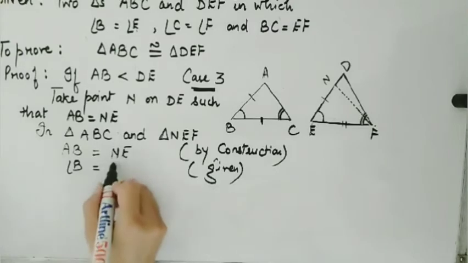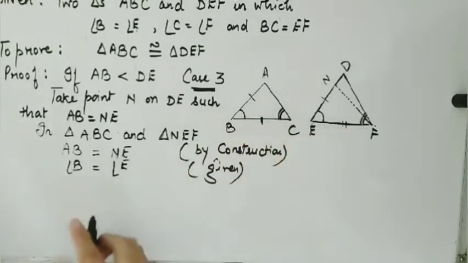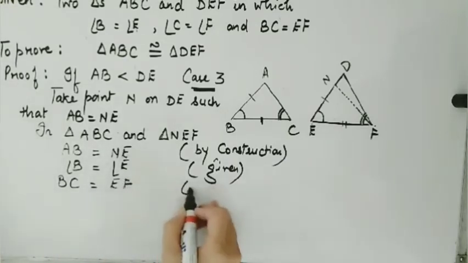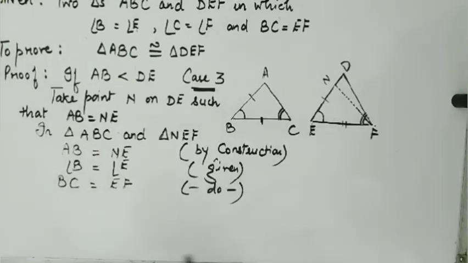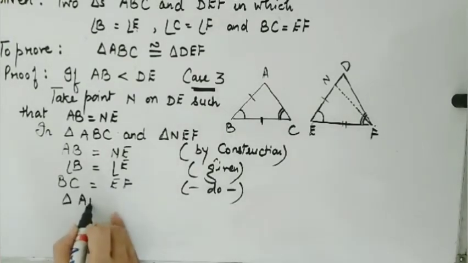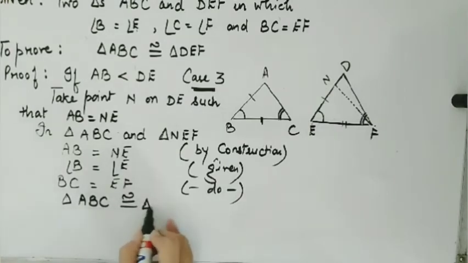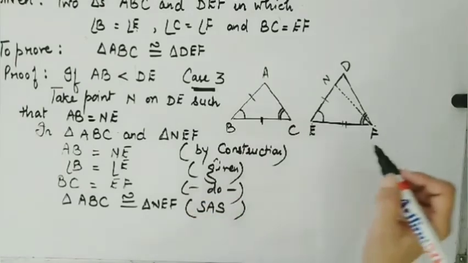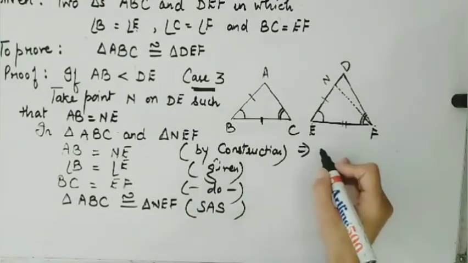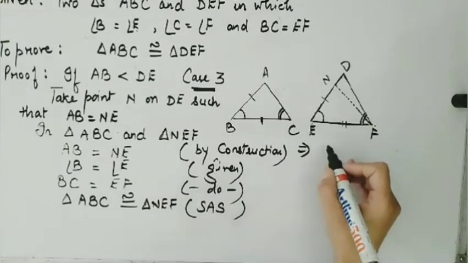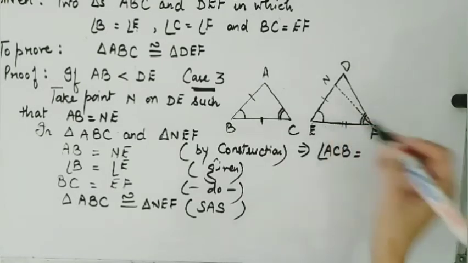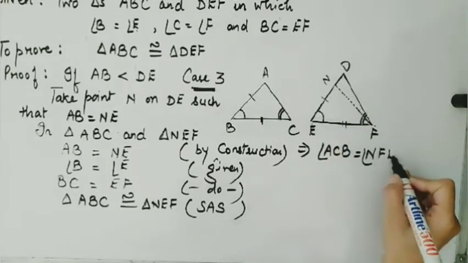Angle B is equal to angle E, this information was given. And finally BC is equal to EF, this information is also given. This indicates that triangle ABC must be congruent to triangle NEF. Now these triangles are congruent by SAS congruence rule. If these are congruent, this indicates that the angles in them, angle ACB must be equal to angle NFE.